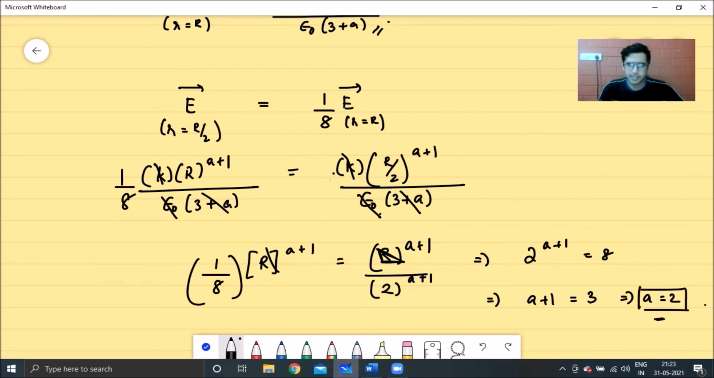Right? So this was a question which involved a simple application of Gauss law over here, but here we had to be careful with our integration to find out what was the charge enclosed in each of the shells over here. I hope this question is clear, guys.